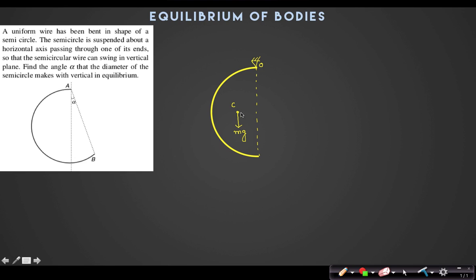Due to torque, it is being rotated a bit. So when it will be in equilibrium, what can I say? In equilibrium, can I say that the center of mass will lie on the same vertical line as the point of suspension? Yes, sir. Right. So that is the case where you have to find the angle alpha. If I draw the equilibrium condition now, will it be tan inverse 2 by pi?